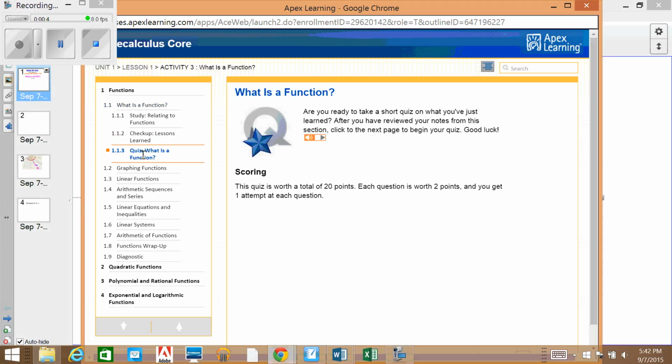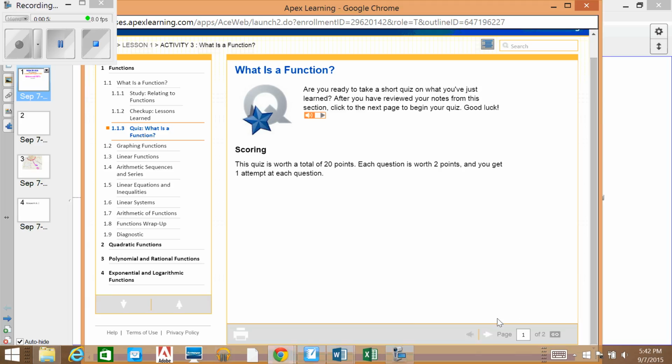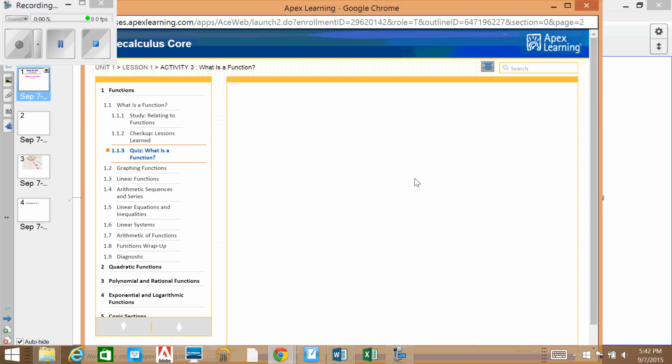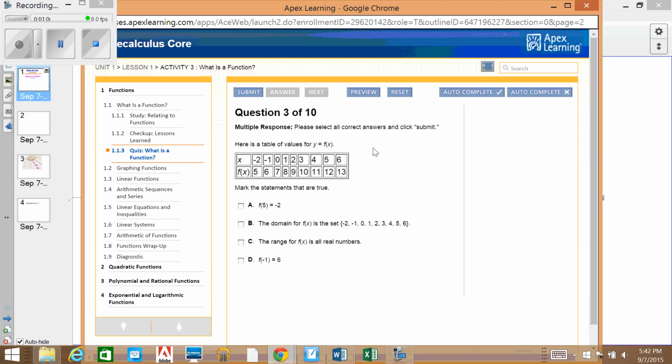On all the quizzes, they have 10 questions which are worth 2 points each. You either get them right or you get them wrong. Tests are 20 questions and worth 3 points each. When you take a quiz or a test, it's done online. You can use a calculator.